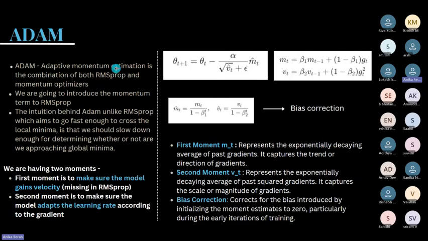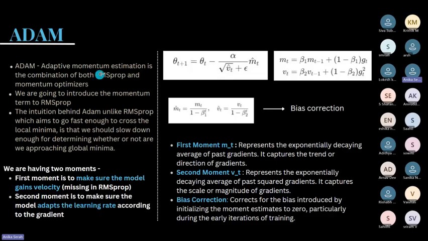And now Adam is the final one, which is the best of both worlds. It combines both SGD with momentum and RMSProp. So you get an adaptive learning rate, which will help you settle at minima properly. And you also get momentum, which will help you bypass local minima and reach the global minima.